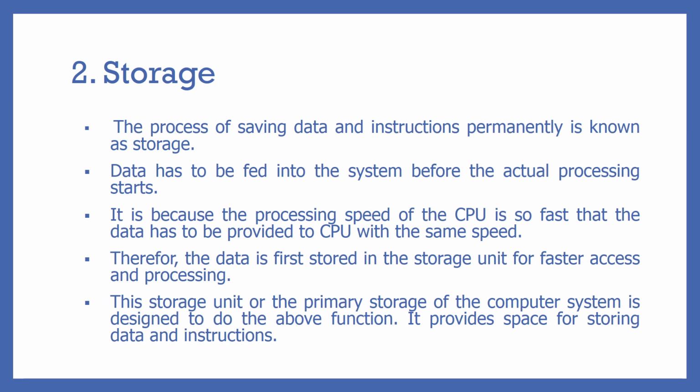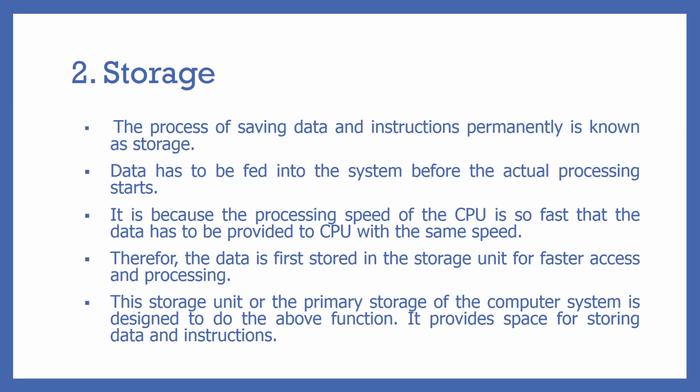The second one is storage. Storage is the process of saving data and instructions, permanently or temporarily. Data has to be fed into the system before the actual processing starts. It means that you have to keep the data somewhere before processing it. It is because the processing speed of the CPU is so fast, so you have to provide data to the CPU with the same speed.